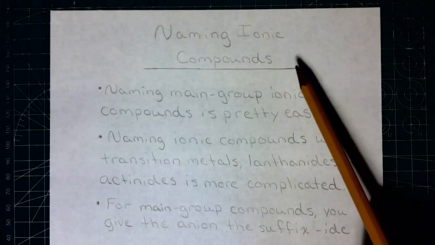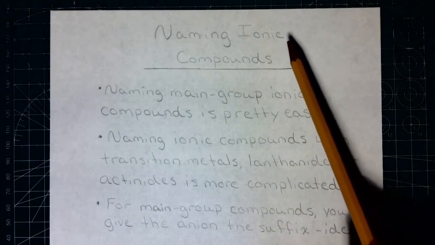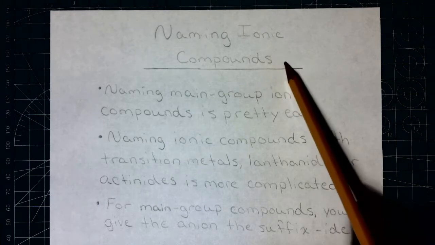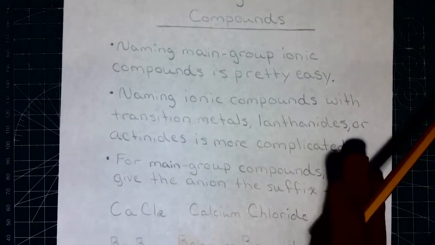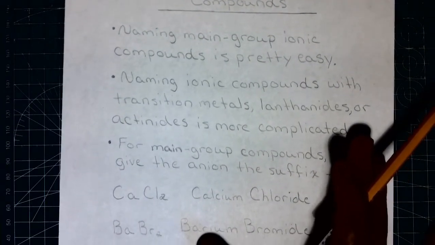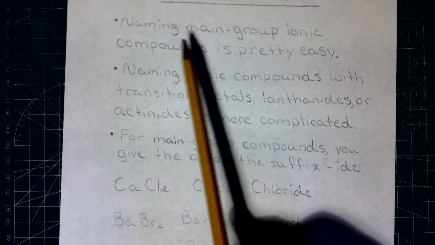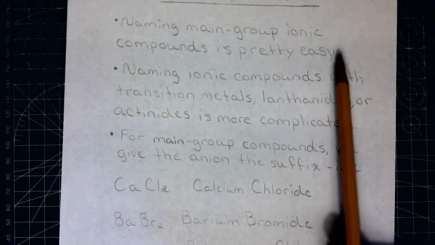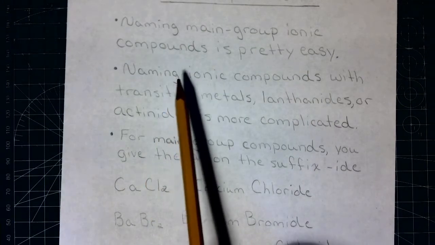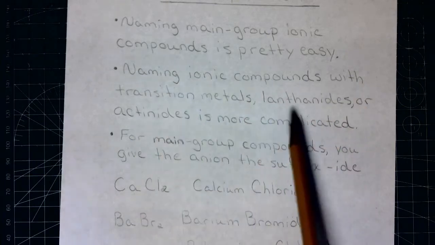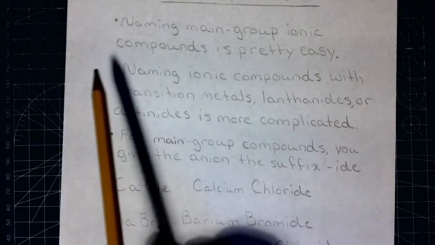So naming is always important in chemistry, because we need to be able to say and to write out in text the name of different chemicals. We can't just put on formulas all the time. And so there's some rules to naming ionic compounds. Naming the main group ionic compounds is pretty straightforward, and that's pretty much all we're going to be asked to do in this homework. Naming the ionic compounds with transition metals, lanthanides, or actinides, that's a little bit more complicated, but we're not going to ask you to do that quite yet.